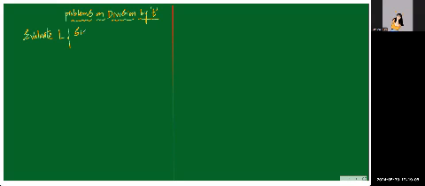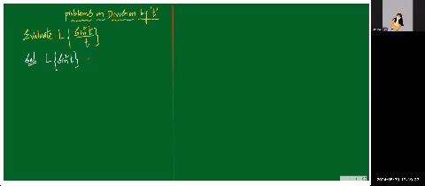Laplace of sin square t by t, right? This one is division by t property. Now when finding the solution of this one, first of all what we have to do, tell me? We have to take the Laplace transform of sin square t, right?